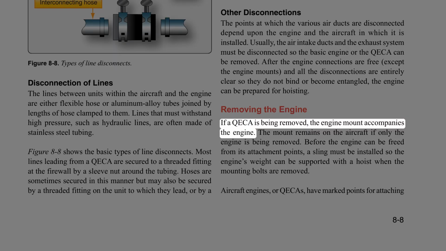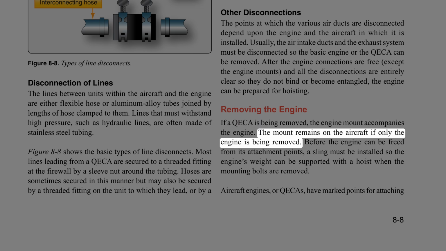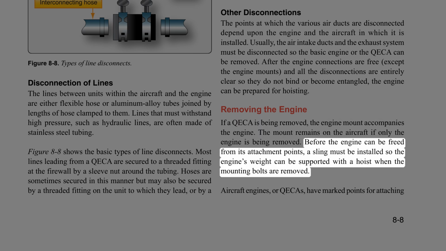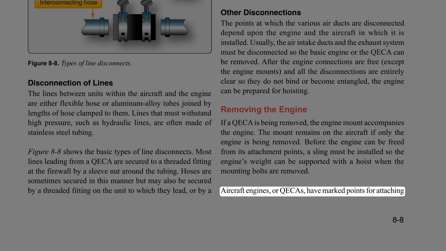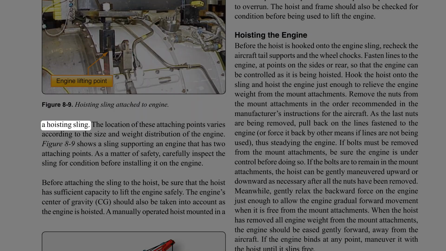Removing the engine. If a QECA is being removed, the engine mount accompanies the engine. The mount remains on the aircraft if only the engine is being removed. Before the engine can be freed from its attachment points, a sling must be installed so the engine's weight can be supported with a hoist when the mounting bolts are removed. Aircraft engines, or QECAs, have marked points for attaching a hoisting sling.